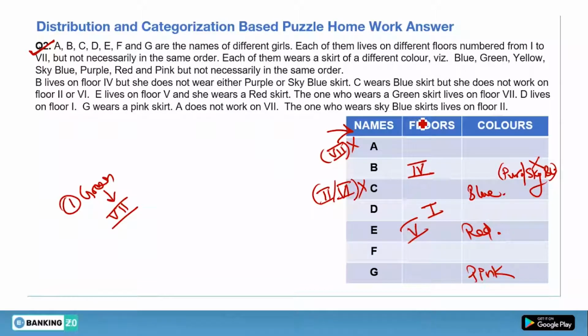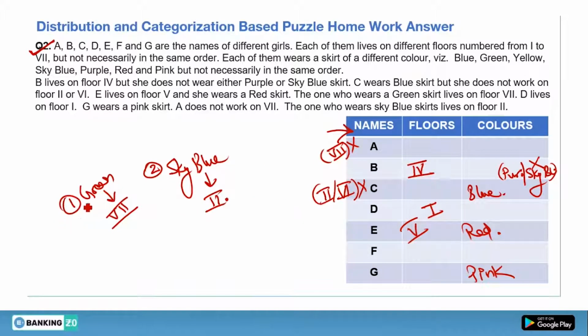The one who wears a sky blue skirt lives on 2nd floor. We don't know the name of the person with the sky blue skirt, so what we will do? We will make its footnote. So in front of sky blue, 2nd floor will come. Now we have to use these hints and start solving our puzzle.